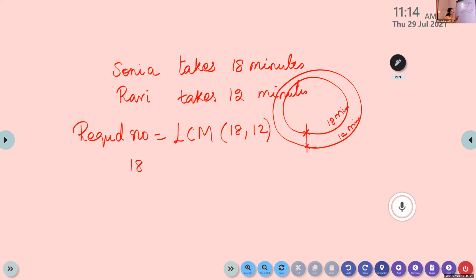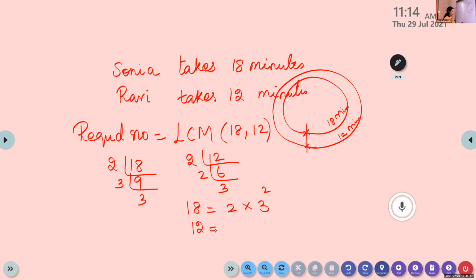Step one is you have to find the LCM of 18 and 12. You start with the number 18 and prime factorize it. 18, if you divide it by 2, you get 9, then 3 and 3. Take the next number, 12. If you divide it by 2 you'll get 6, and again if you divide it by 3 you get 3. So 18 we can write as 2 into 3 square, and 12 as 2 square into 3.